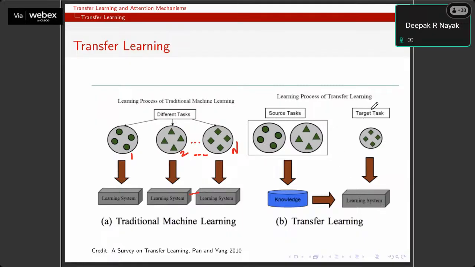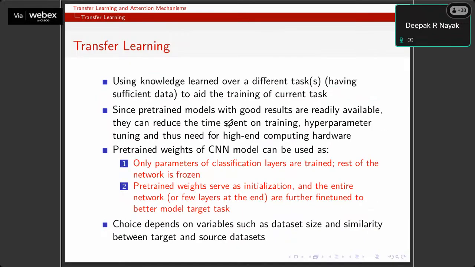And this source task and target task may be similar, may be different. The goal is very simple. Since pre-trained models with good results like ResNet and DenseNet are readily available, with the trained weights available, they can reduce the time spent on training. That is the major goal. Even hyperparameter tuning. And of course, they can also reduce the need for high-end computing hardware like GPUs and all. That is the major goal of transfer learning.